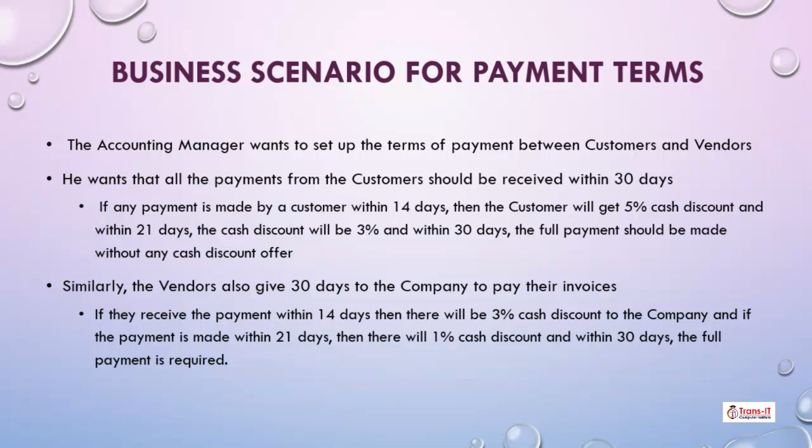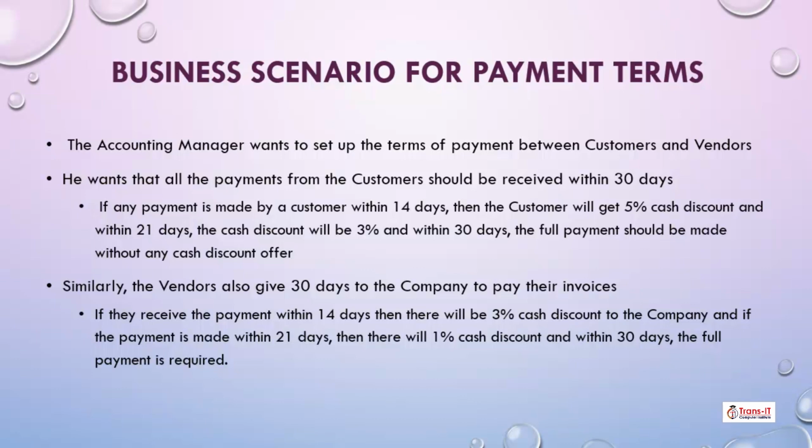He wants that all the payments from the customers should be received within 30 days. For example, if any payment is made by a customer within 14 days, then the customer will get 5% cash discount, and within 21 days the cash discount will be 3%, and within 30 days the full payment should be made without any cash discount offer.